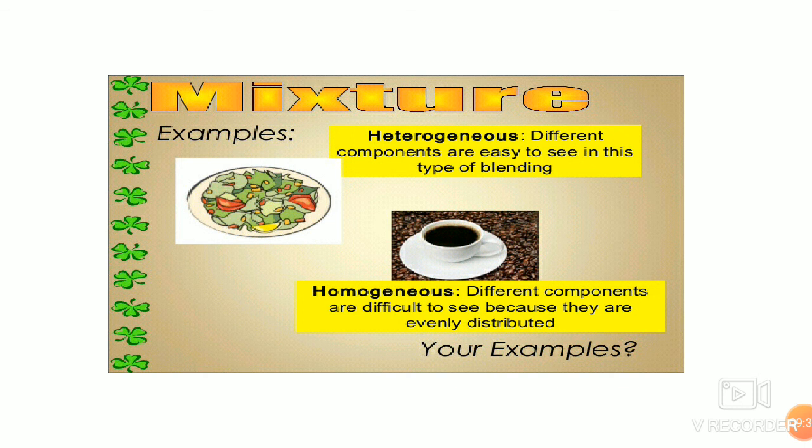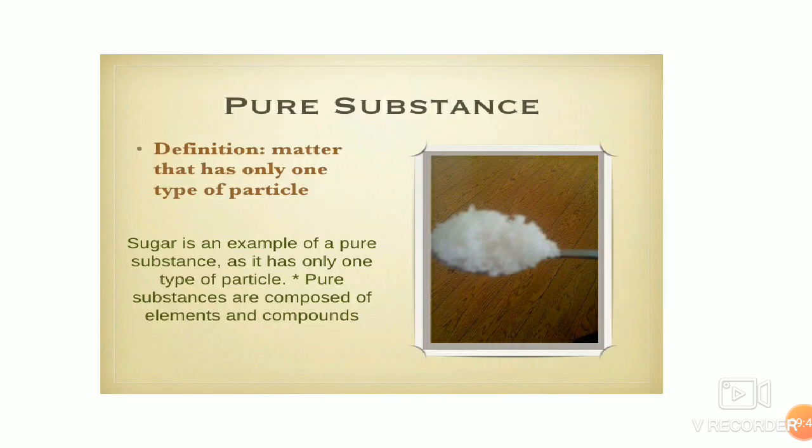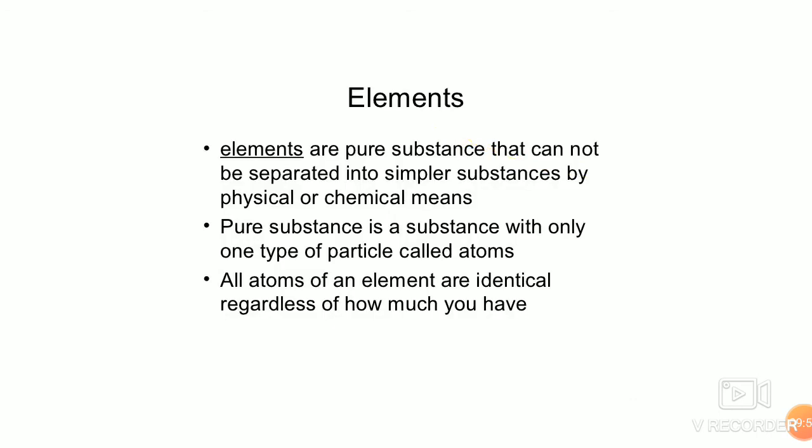Moving on again to the category of pure substance, which has only one type of particles. First, the category that we have learnt was of elements. What is an element? Elements are the simplest pure substances that cannot be broken into two or more simpler substances by any physical or chemical method, right? For example, hydrogen, oxygen, nitrogen, carbon, copper, sodium, zinc, sulfur, mercury, silver, gold. These are the examples of elements.